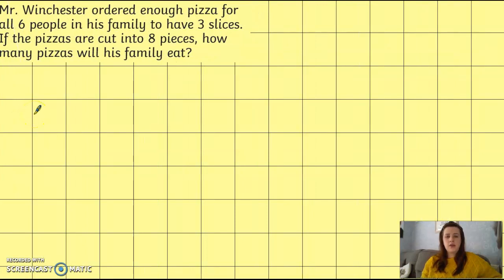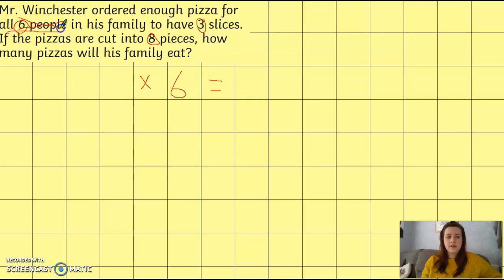And then final question. So Mr. Winchester ordered enough pizza for 6 people to have 3 slices. If the pizzas are cut into 8 pieces, how many pizzas will his family eat? Now this one's a bit different because we've got 3 numbers and it doesn't actually give us the fraction. We need to infer, we need to work that out. Now we know that there are 6 whole people. So we know that our fraction is going to be times 6 because there's 6 whole people.